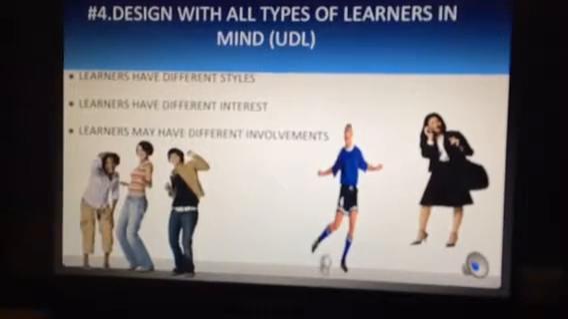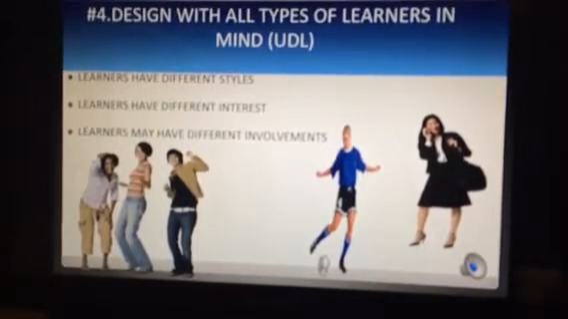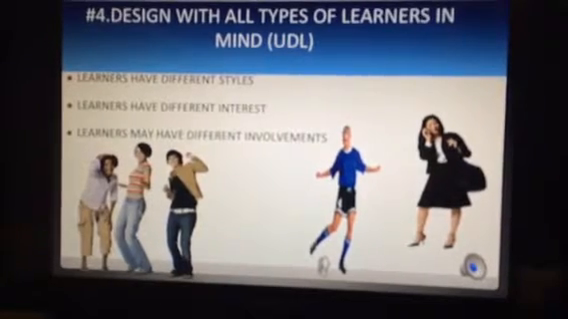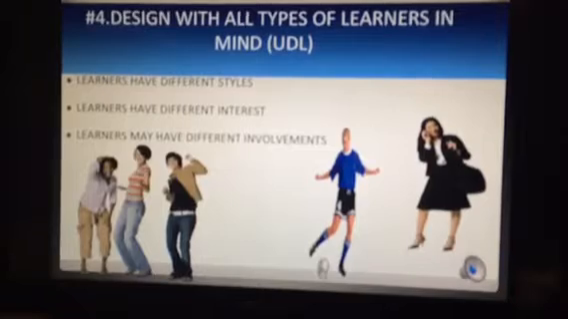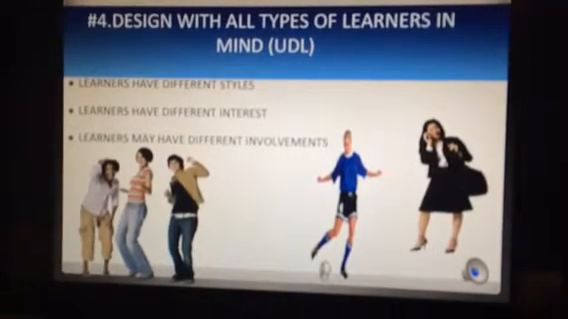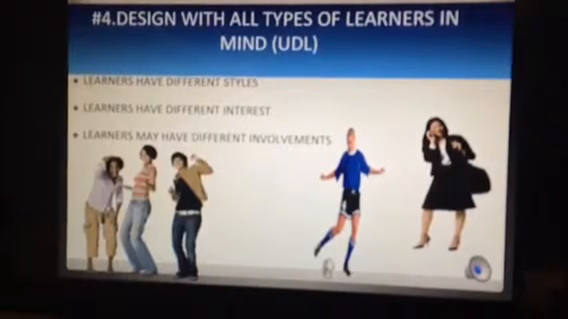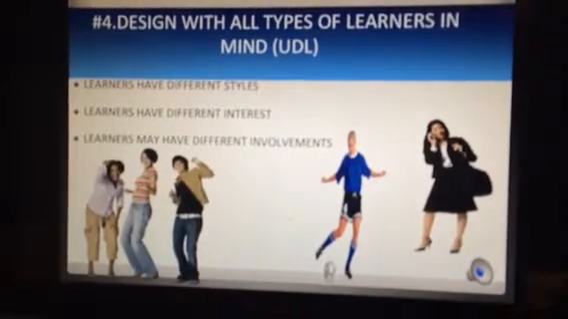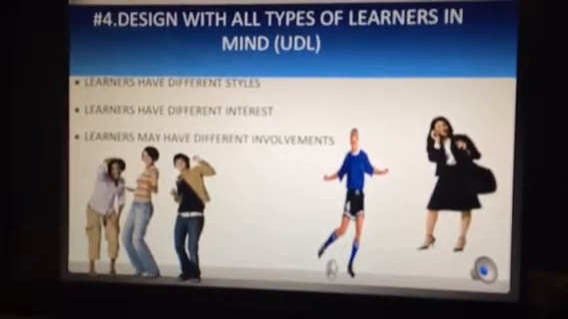The fourth tip is design with all types of learners in mind. Universal Design for Learning came up with these 3 ideas. 1. Learners have different styles. Learners have different interests. Learners may have different involvements.